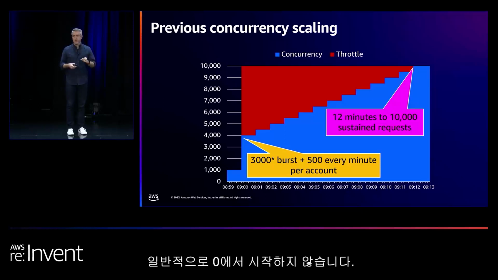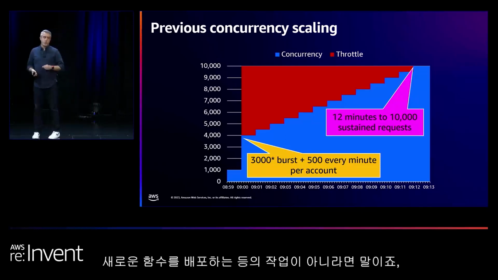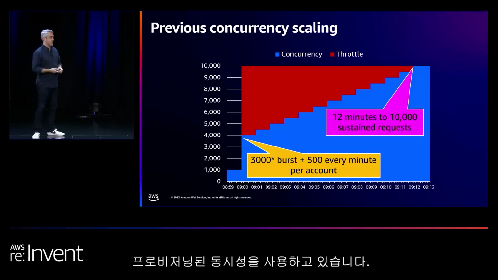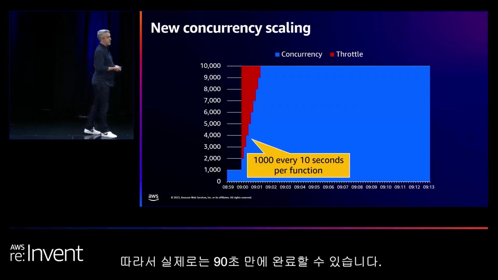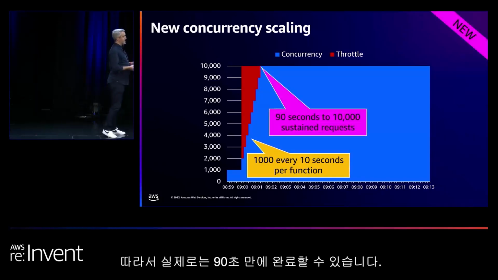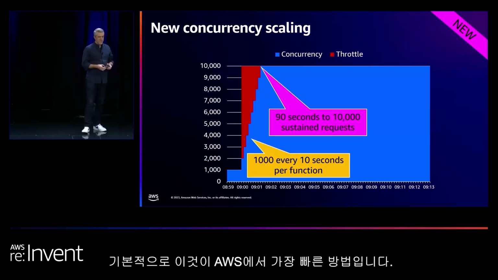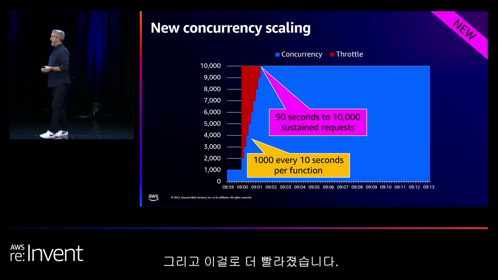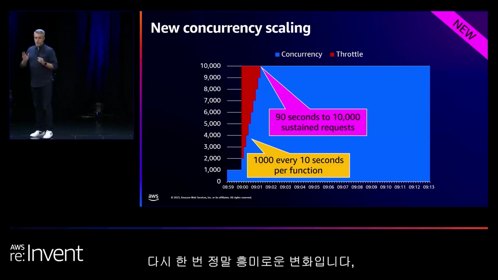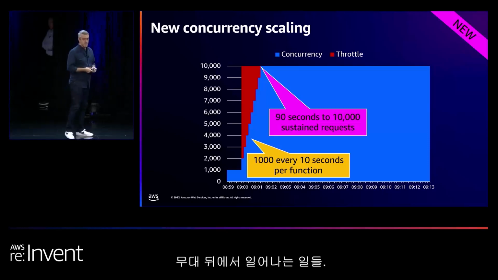For a production workload, you're typically not starting at 0 unless you're doing things like deploying a new function, which is using provisioned concurrency. With the new model, it looks like this. So what we're able to do is actually in 90 seconds, get to that 10,000 concurrency. Essentially, this is the fastest way at AWS to get a whole lot of compute power behind an application. And it got faster with this. So again, really interesting change, a lot of interesting stuff with scale happening behind the scenes.